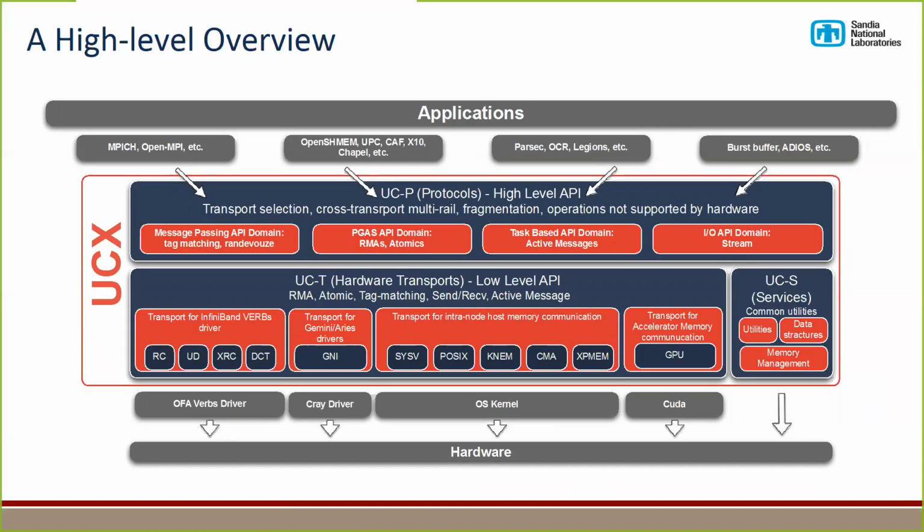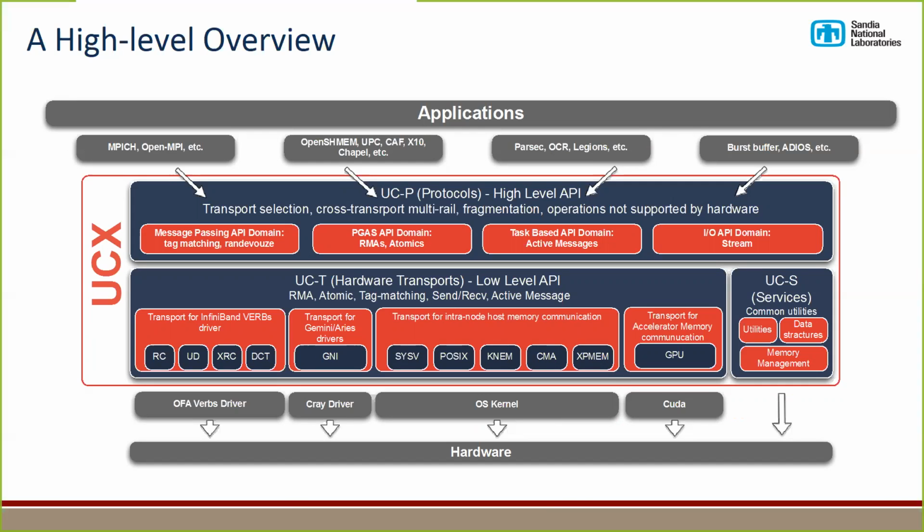At the bottom, the protocol layer is built on top of the transport layer, which is a really low-level API. It implements only the part that's supported in hardware. And whatever is not supported in hardware is simulated in the protocols layer. For example, if you have devices that only support send-receive, but you need put and get semantics, that is something the protocol layer can simulate. The same is true for atomics and so on, and tag matching.